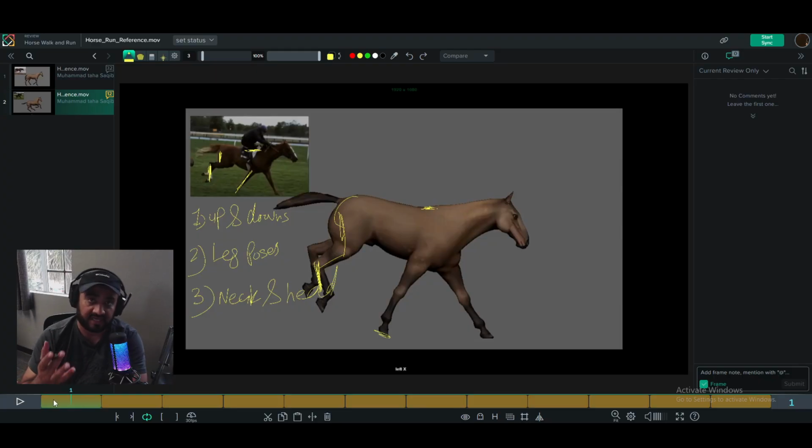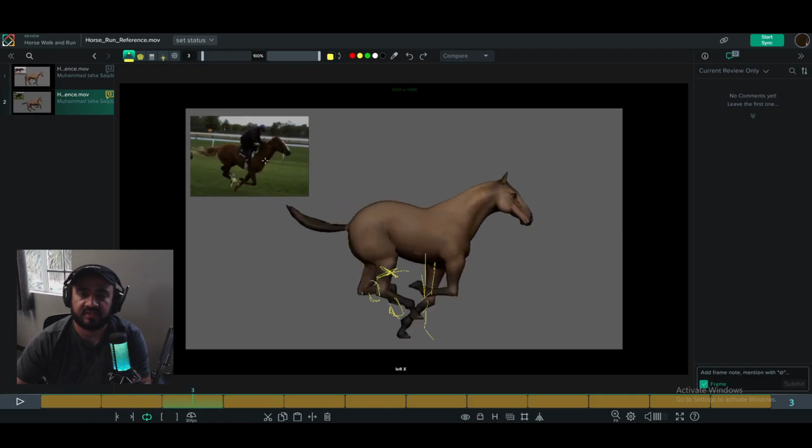Let's move to the next section, which is neck and head. Most of the motion comes from the neck. The neck is the one which is moving the most. Their spine structure is different from humans. As a human, we can really move our heads around, we can wobble our head. But in this case, if we play through, we can see most of the movement is coming from the neck.